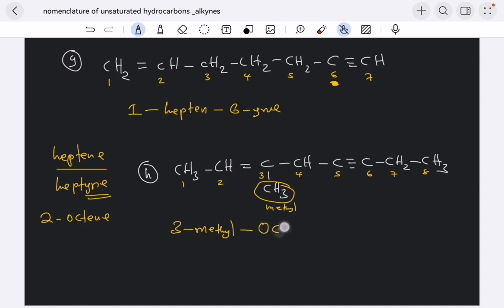So we'll say octene. I haven't written the position, sorry. So let me use this. The position of the double bond is at position number 2, we have octene. Then at position number 5, I have the triple bond. So just pick this and this, and it's going to be 5-yne. So that will be the name of that particular compound.